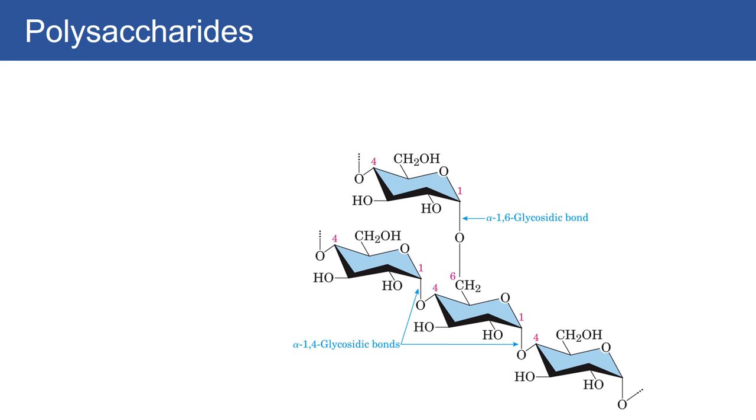Again, polysaccharides, we can have 1,4 linkages and we can have alpha 1,6 linkages. I would know these polysaccharide linkages and the types inside and out. I would be able to identify an alpha 1,6, an alpha 1,4, a beta 1,4, and understand exactly what that means.